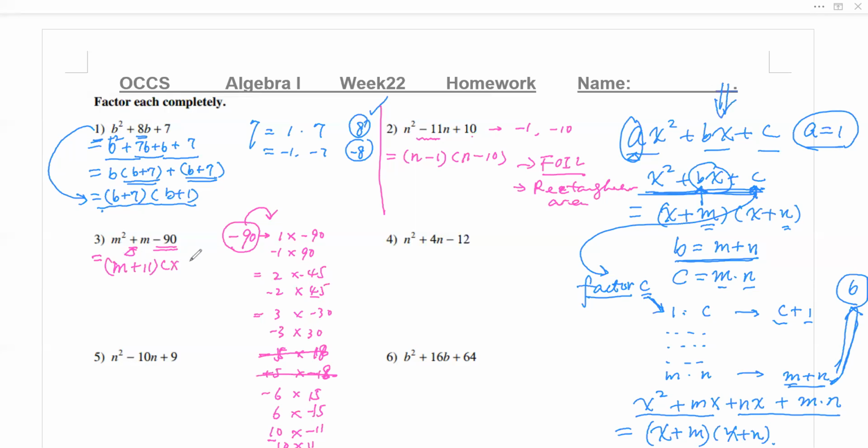Negative 10, right? With just one step, we can get it here. Is it correct? Your answer is correct. All right, we will do quicker.